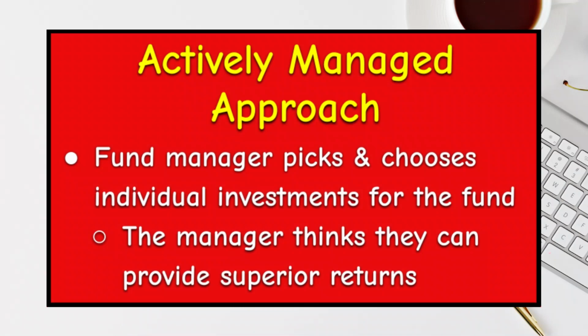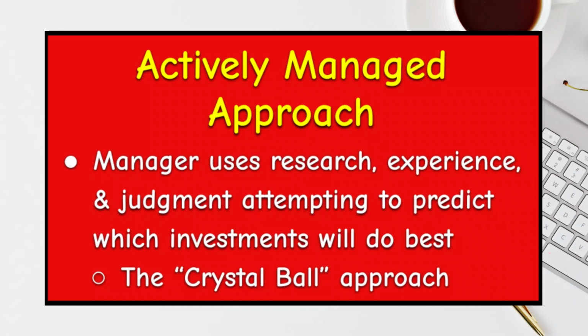They are similar, but think of an approach as more general than the many strategies we learned in our last class. The first type of approach is called an actively managed approach. In this approach, a fund manager picks and chooses which individual investments they want in the fund. The manager takes this approach because they think they can provide superior returns to investors. A manager will use research, experience, and judgment in an attempt to predict which investments will do best over time.